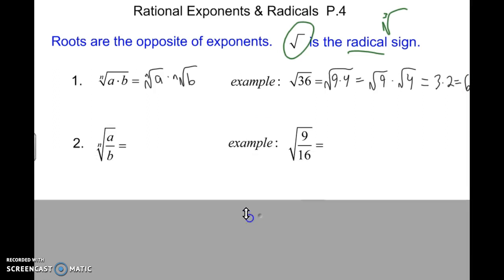So here's another one. You can have division inside of a radical. And when that happens, you're allowed to break that up as well. So multiplication and division can both be broken up. So this would be the nth root of A over the nth root of B. And this is handy now because I'm allowed to say that's really square root of 9 divided by square root of 16 down below. So that's really 3/4.